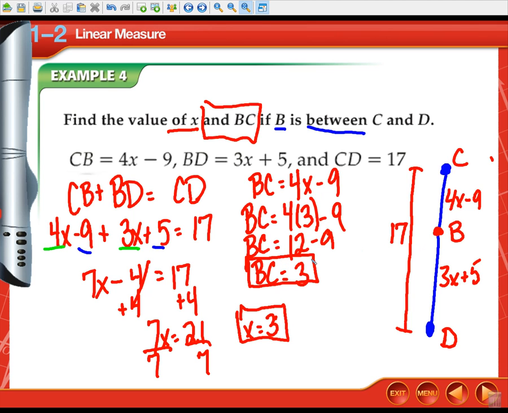Trust me, it will not always work out where BC and x are the same, or the segment that you're looking for and the x are the same. It's rather rare that that does happen. So make sure whenever you find x, you also plug it back in to find whatever segment they're asking.